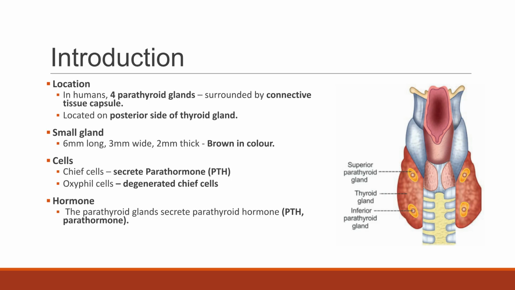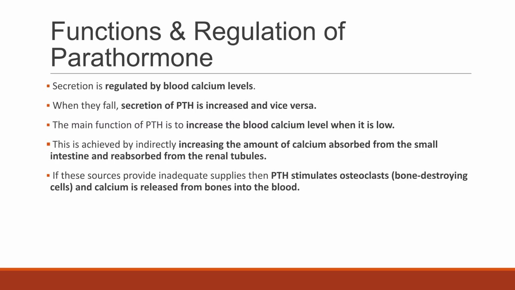The parathyroid gland consists of 4 small glands located on the posterior side of the thyroid gland. Chief cells secrete parathormone, or PTH. Oxyphil cells are degenerated chief cells. PTH secretion is regulated by blood calcium levels, increasing when levels fall. Its main function is to raise low blood calcium. It indirectly increases calcium absorption from the small intestine and reabsorption from renal tubules. If necessary, PTH stimulates osteoclasts to release calcium from bones.